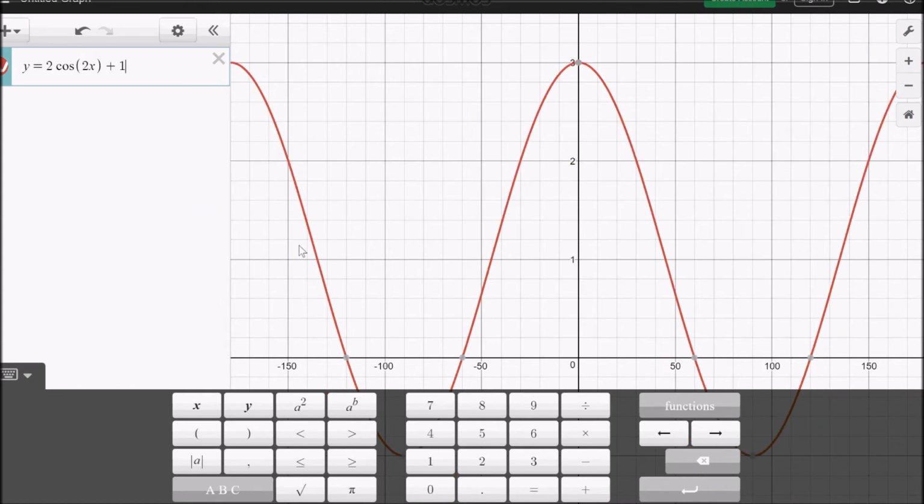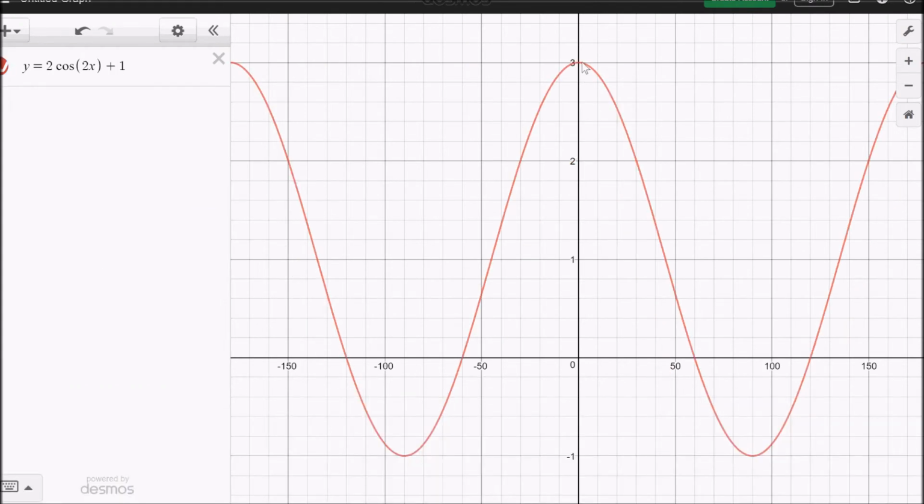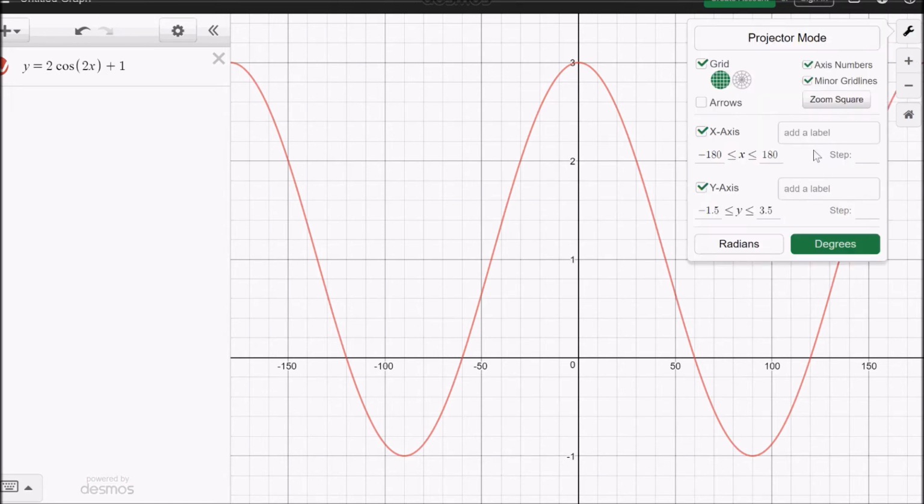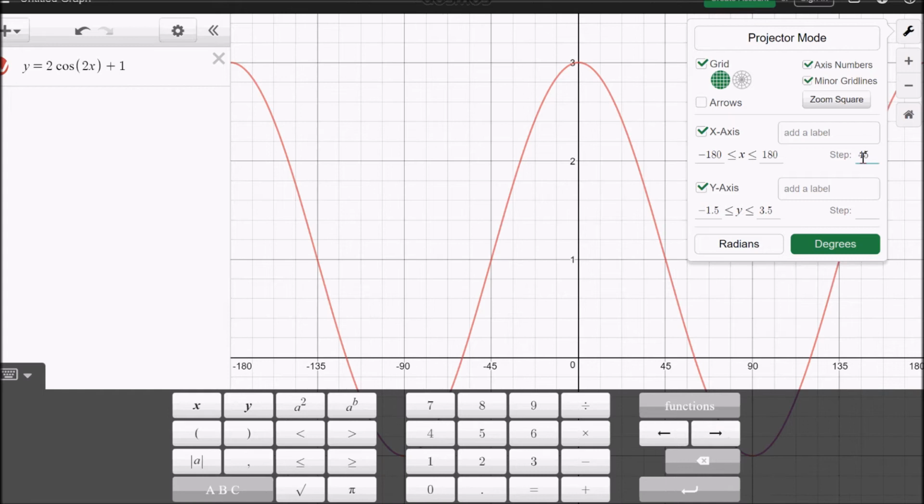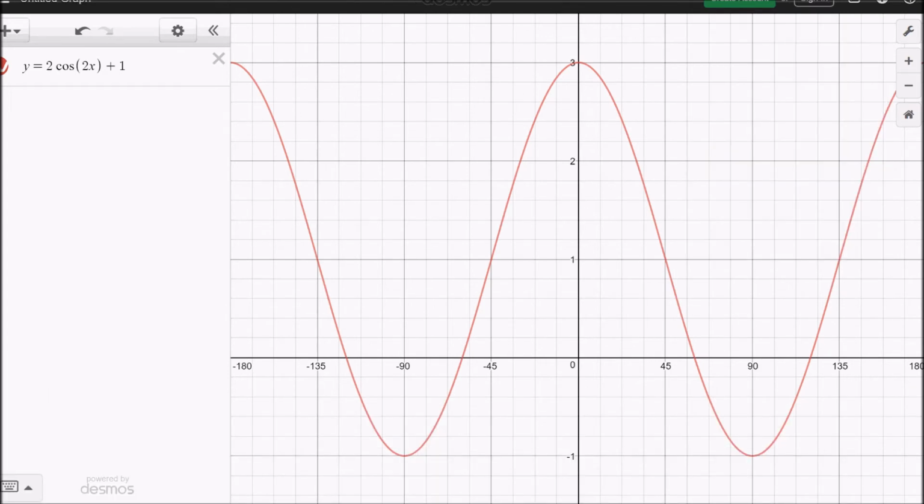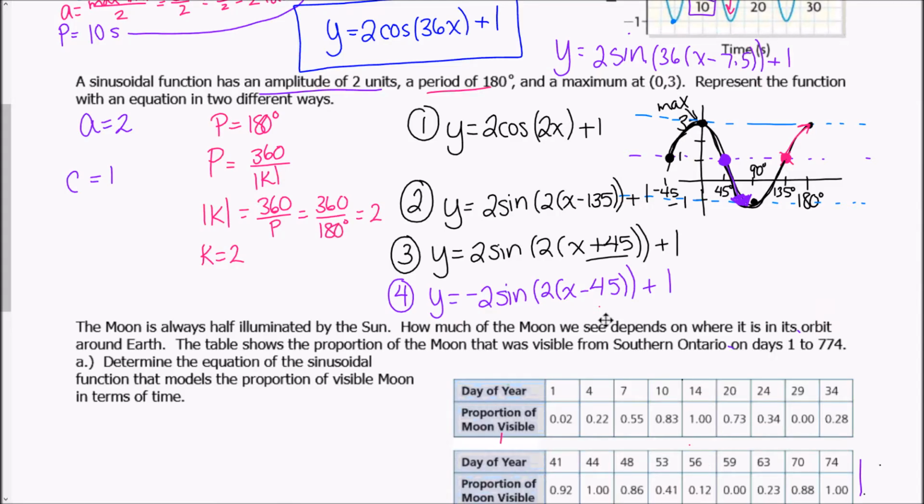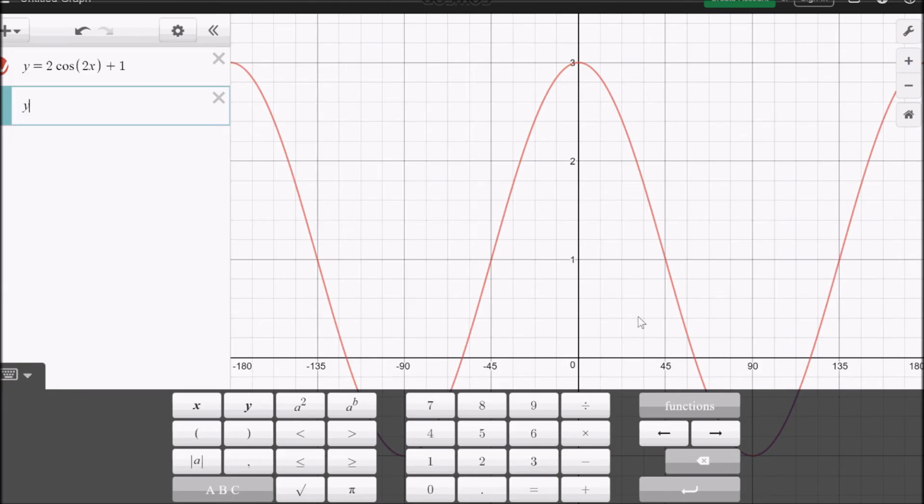So this is the graph that we got. So let's just verify that it's right. It does have its maximum at 3. It does complete a full cycle in 180 degrees. And I'm actually going to change the step to 45 degrees so I can see that 180 a little bit more easily, okay? And also because 45 degrees breaks up our graph into our quarters, okay? And I believe that's all I was looking for, right? It has an amplitude of 2 units, okay? So now let's check to see how the rest is. So y equals 2 sine of 2 times x minus 135 plus 1.